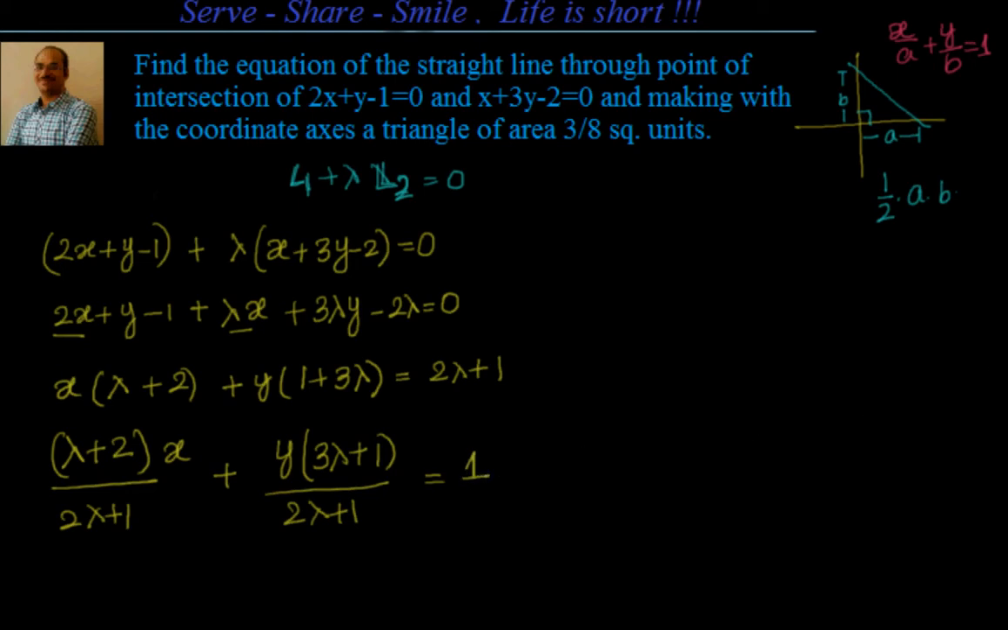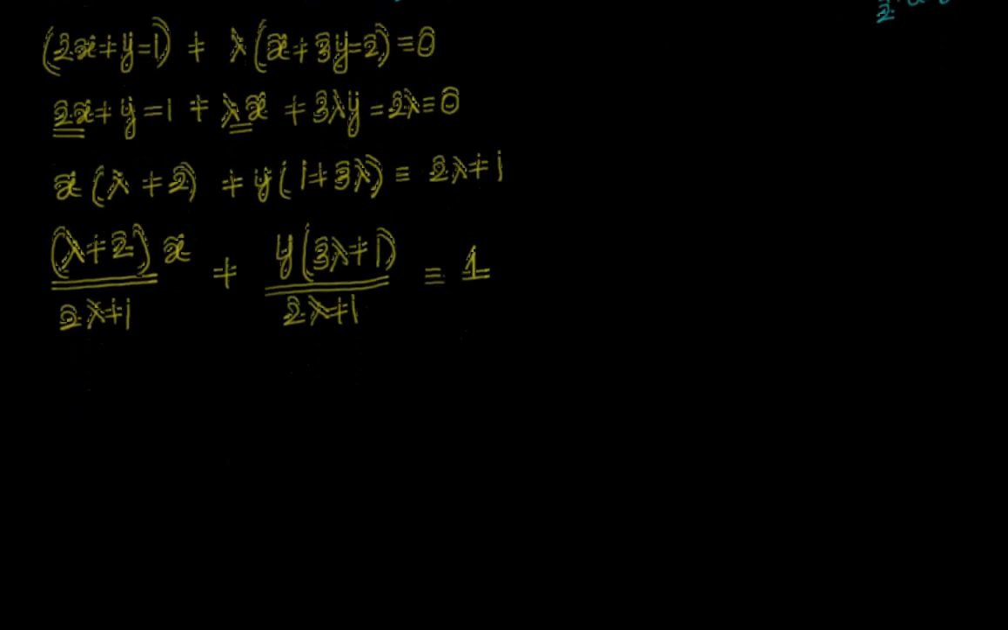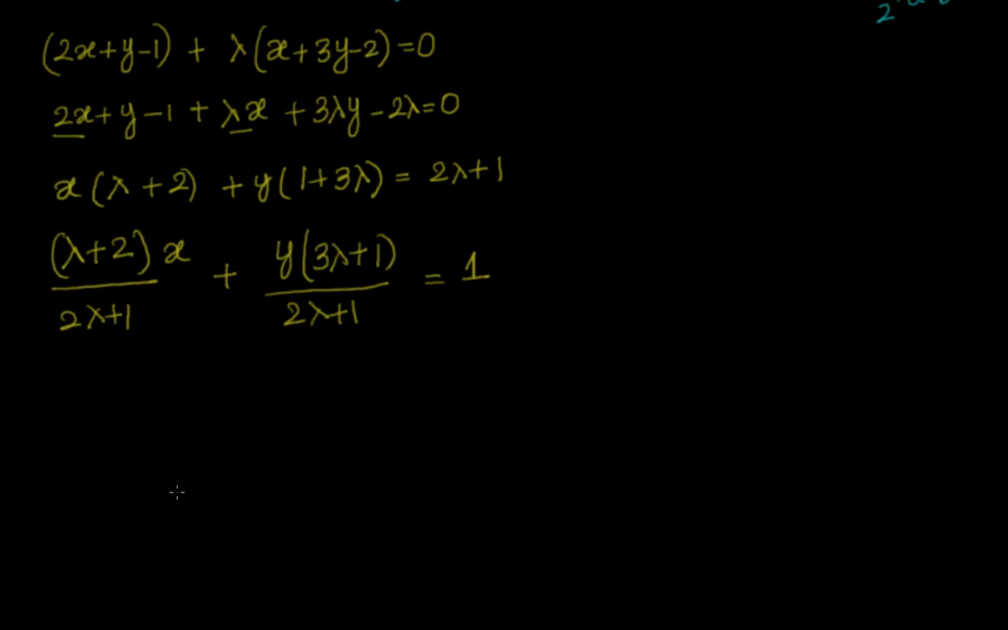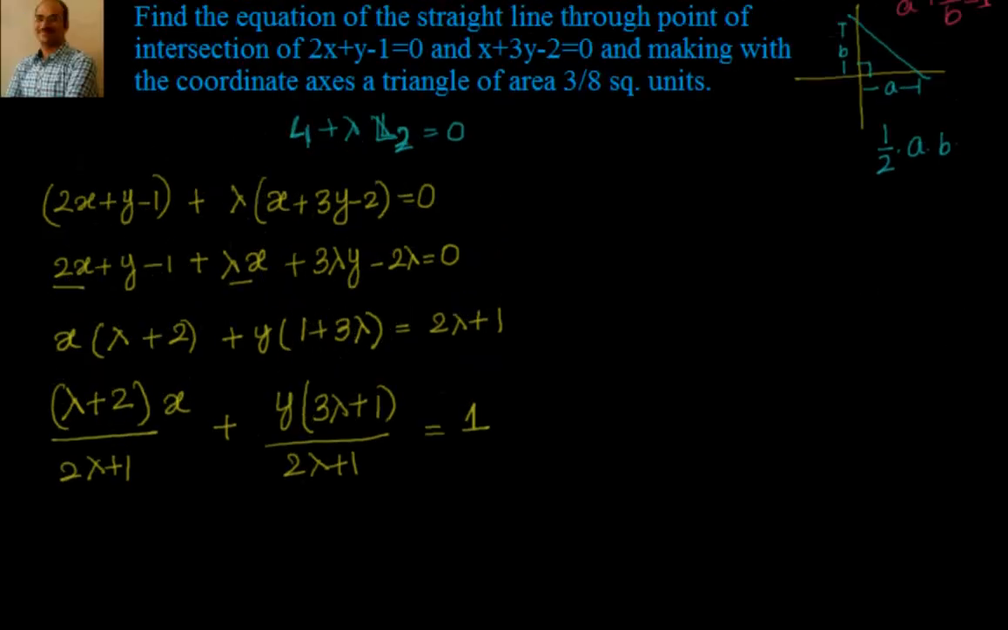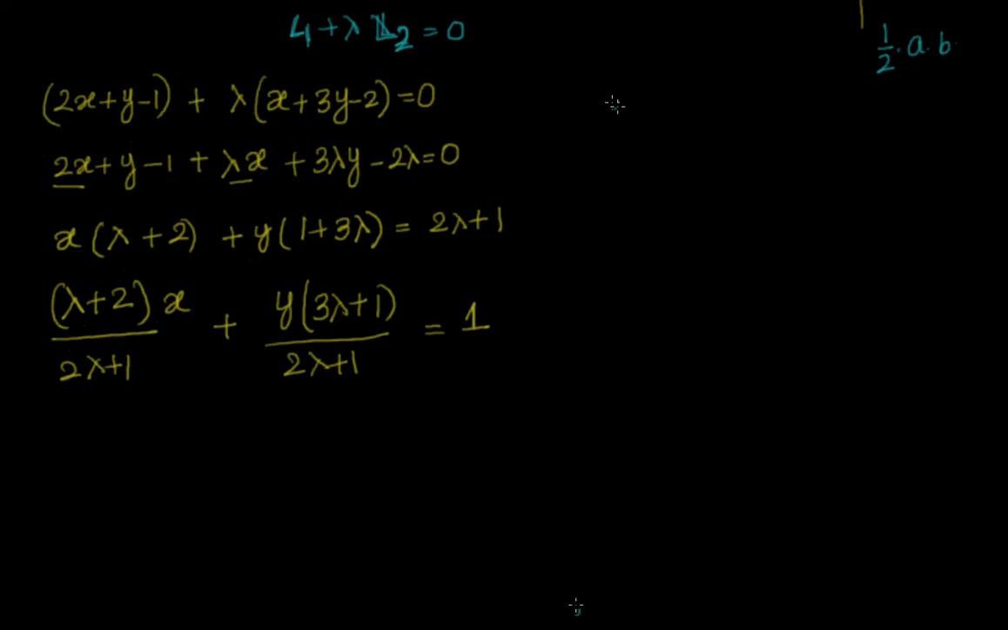Now that will tell me what is the value of A. Let us write it down here. A equal to x by A. So A will be 2 lambda plus 1 by lambda plus 2. We are talking about the form x by A plus y by B equal to 1.